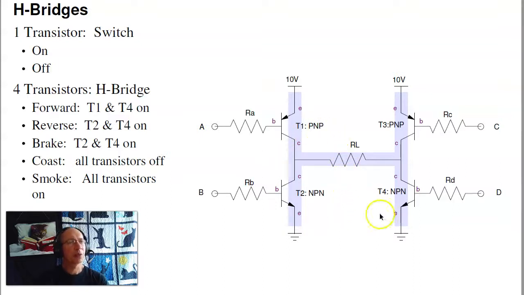The 4th mode is turn everybody off. There the motor just coasts. The last mode is smoke. Turn all the transistors on. I just connected power to ground and the smoke gets out. You're not supposed to do that. Usually there are just 4 modes of operation.